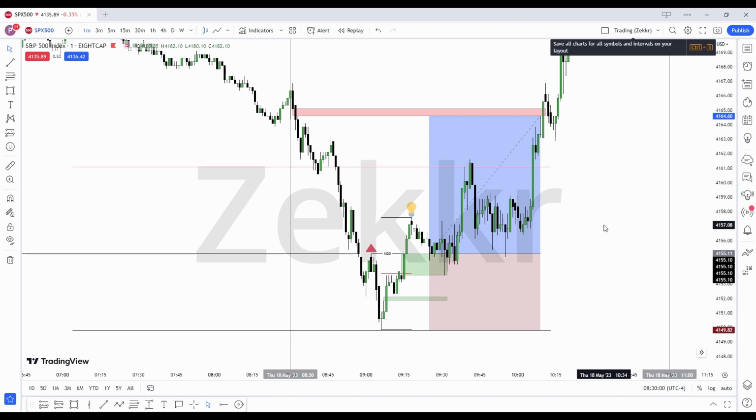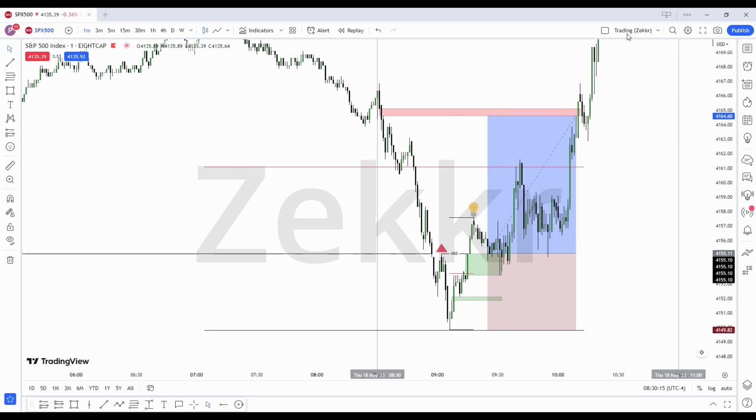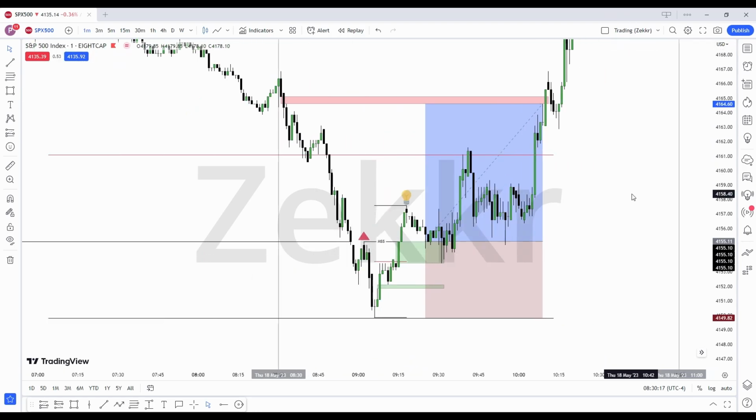And where do these setups form? When do these setups form? And the thing is right here. The fair value gap used has to be either in line with the breaker, or it has to be below, above, or on the 50%. Depends on whether you're shorting or longing. So this is everything you need.